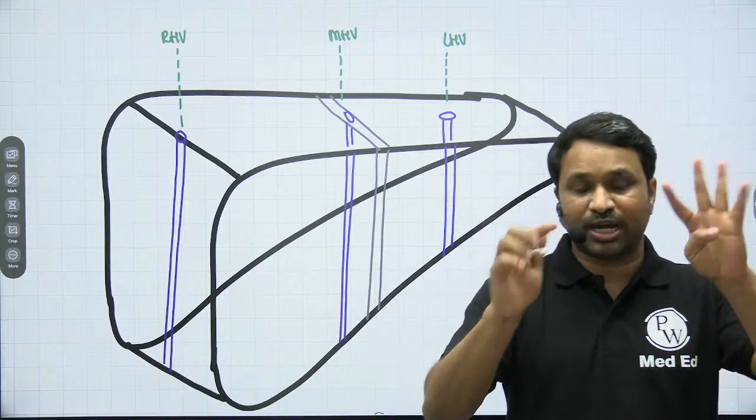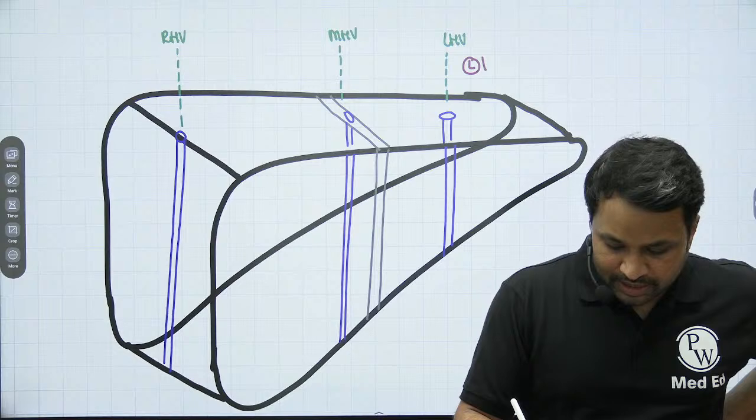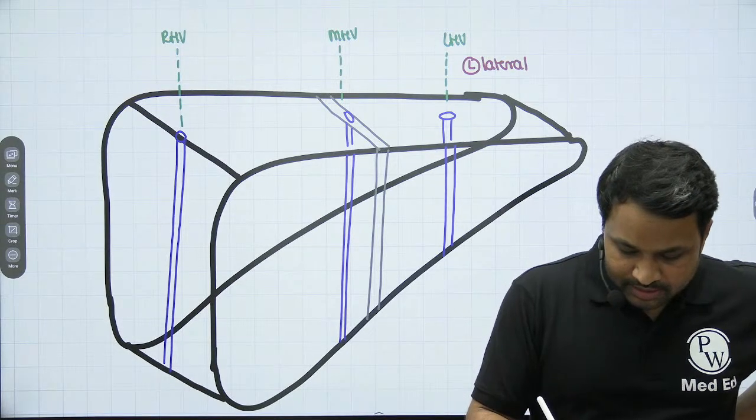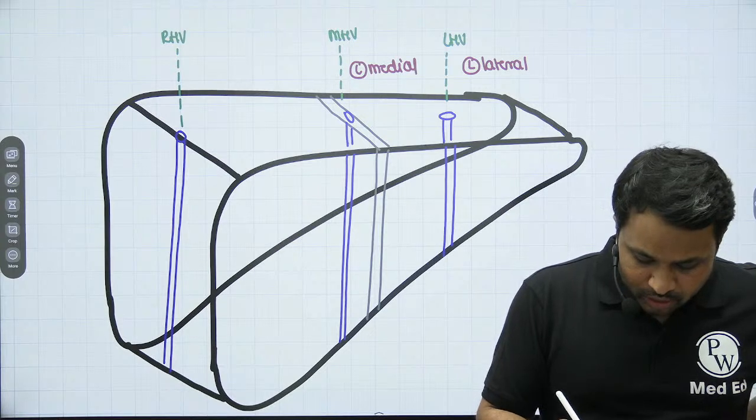They have divided the liver into 4 segments. Which ones? This is going to be your left lateral segment, this is your left medial segment, this is going to be your right anterior.